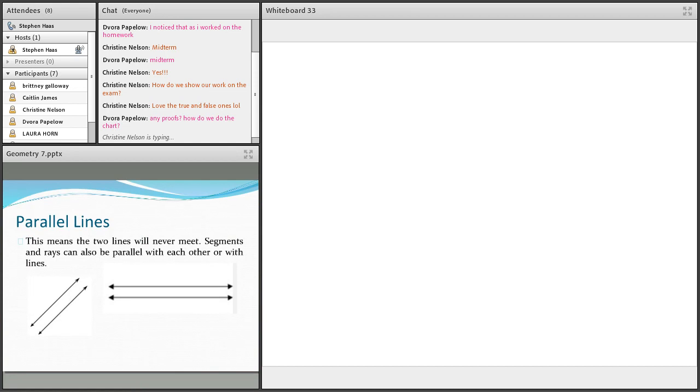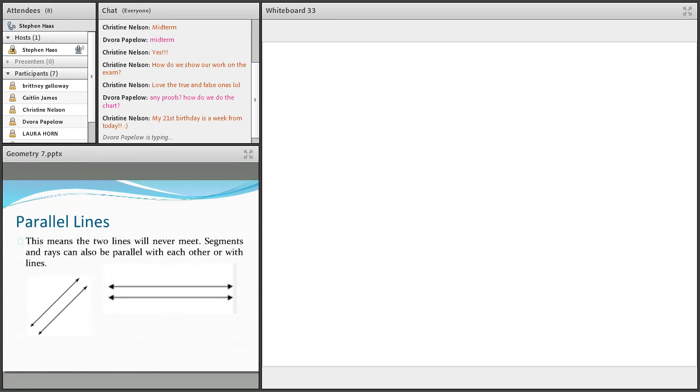Okay, first we have parallel lines. Now, we've already discussed parallel lines in the past, but since it's on the slide, we might as well mention it again. Parallel lines means the two lines will never meet.